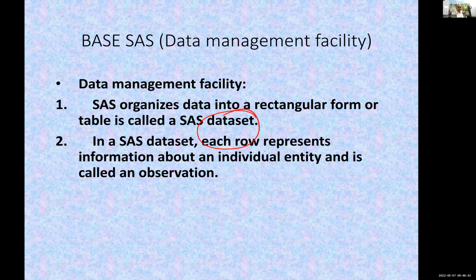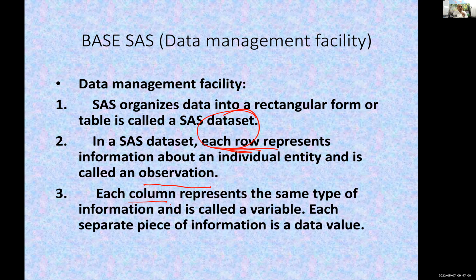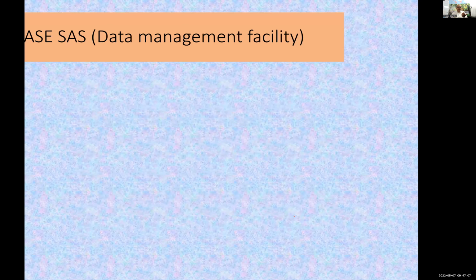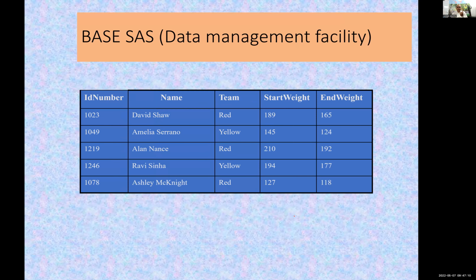Next, in a SAS data set, each row represents information about an individual entity and is called an observation. So what is meant by observation? What is meant by row? Literally both are the same. Row and observation are the same. And similarly, column is a variable. Literally both are the same. When I give a small example here, this is the table. This table contains how many rows? 1, 2, 3, 4, 5 rows. That is nothing but observations, 5 observations.